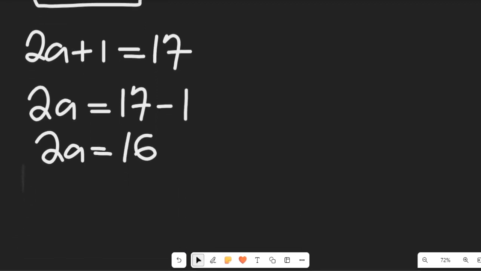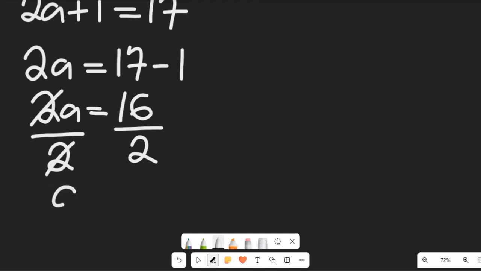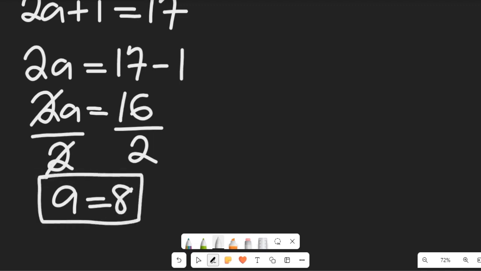If 2a equals 16 and we divide both sides by 2, we're going to have here to be divided by 2 and here to be divided by 2. If 2 clears 2, then our a will be equal to 16 divided by 2, which is 8. So the expression is going to give us a equal to 8.